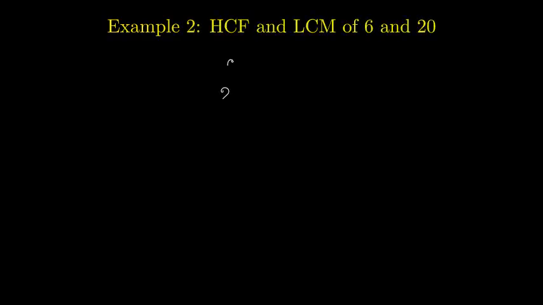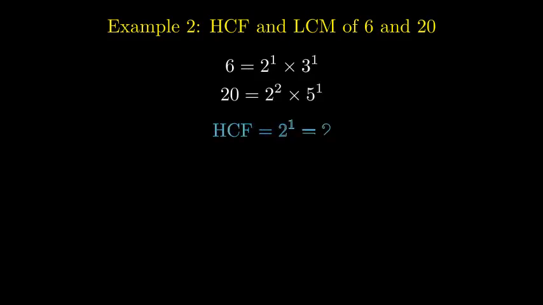Example 2. Find the HCF and LCM of 6 and 20. We begin by writing the prime factorizations of both numbers. 6 equals 2 to the power 1, multiplied by 3 to the power 1. 20 equals 2 to the power 2, multiplied by 5 to the power 1.